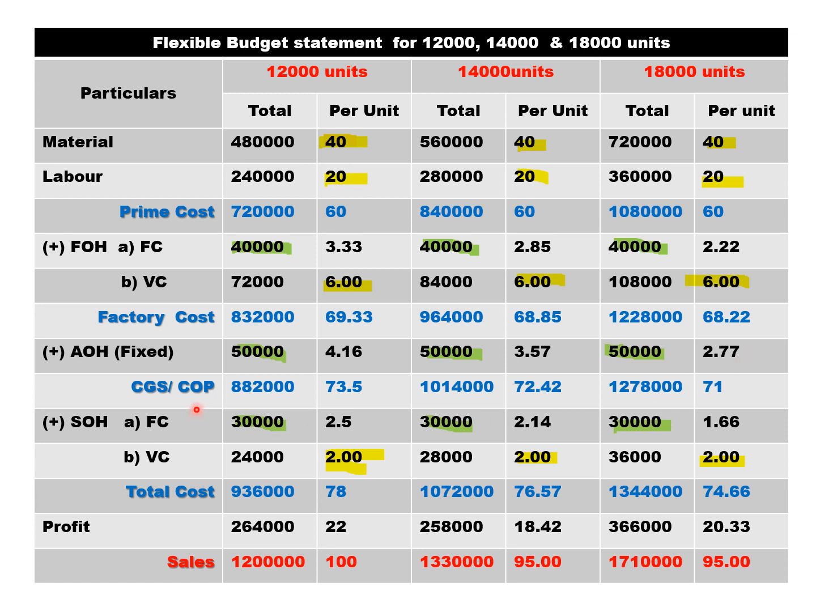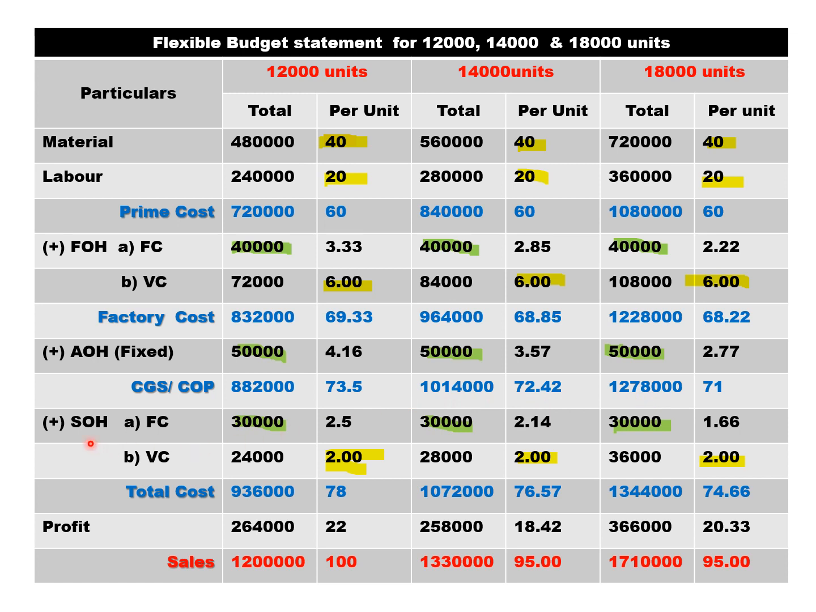So we get cost of production. Can also be called as cost of goods sold, because we don't have any closing and opening stock of finished goods. So therefore cost of production can also be called as cost of goods sold. 8,82,000, 10,14,000, and then 12,78,000.